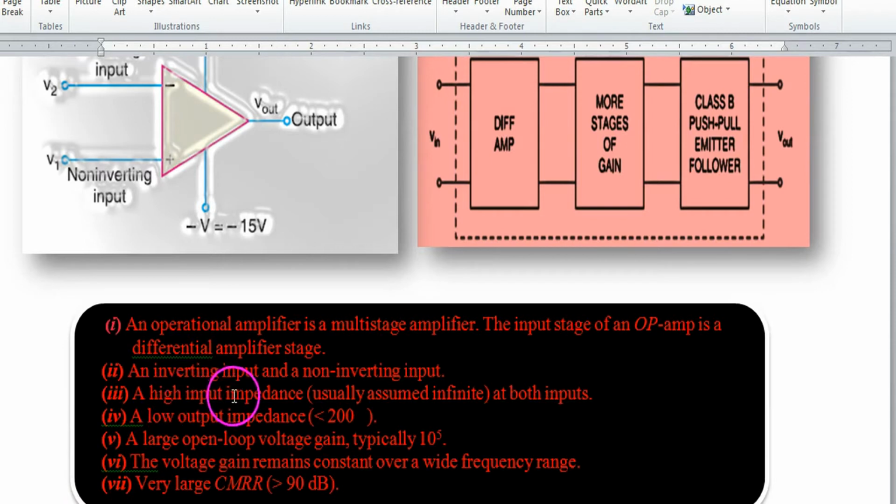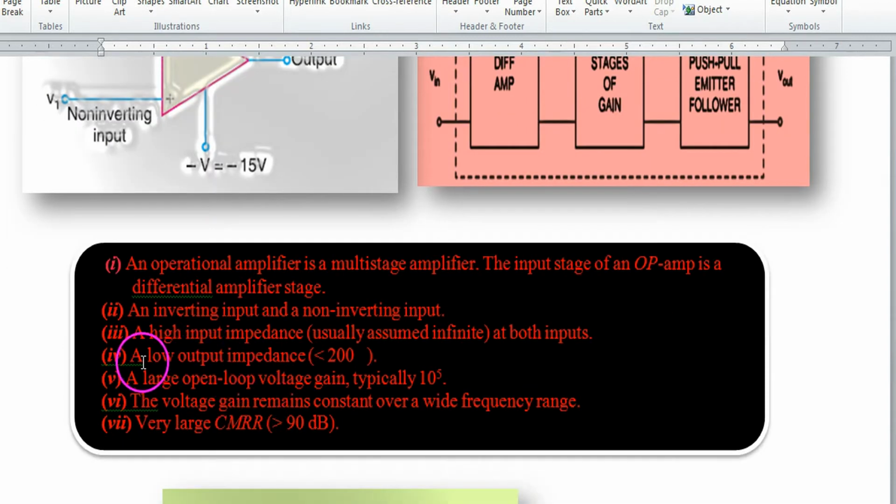It has very, very high input impedance, usually assumed infinity for ideal, at both the inputs. At both inputs they have infinite impedance, and the output impedance is very low, less than 200 ohm. A large open loop voltage gain, typically 10 to the power 5 for real, and for ideal it is infinity. And a very large common mode rejection ratio. The voltage gain remains constant over a wide frequency range, meaning a very large bandwidth, and a very large CMRR, common mode rejection ratio.